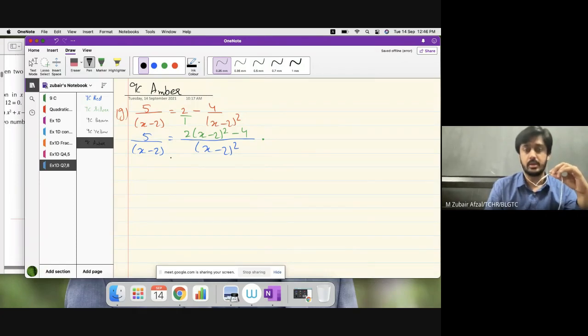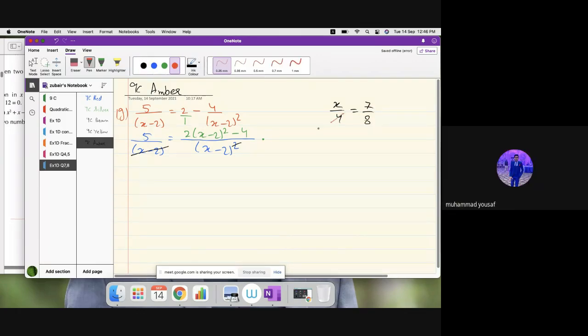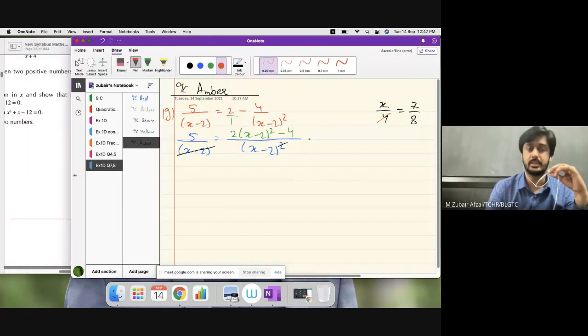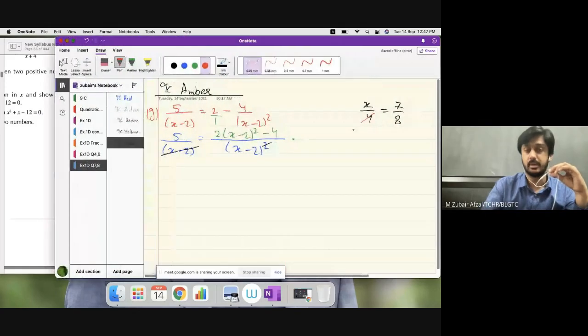Thank you. Next step, I'm going to cancel these two fractions. x minus 2 cancelled with this square. For example, we have x by 4 equals, suppose we have 7 by 8. Sir, where does the x minus 2 come from? It was in the question. You took the LCM on top.